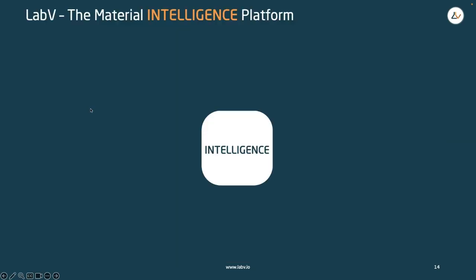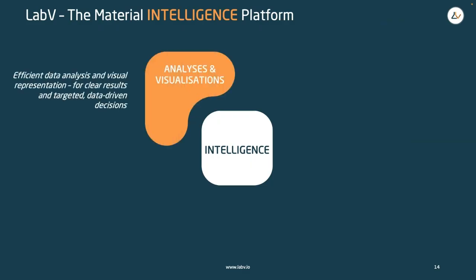Now, what's the second word in Material Intelligence Platform? Well, it's about intelligence. And when we talk about intelligence, we talk about efficient data analysis and also visual representations that give you clear results and also targeted and data-driven decisions. Again, I'm repeating this a little bit, but data-driven and data-based decisions is something very important, and it's a high value for most organizations using LabV.